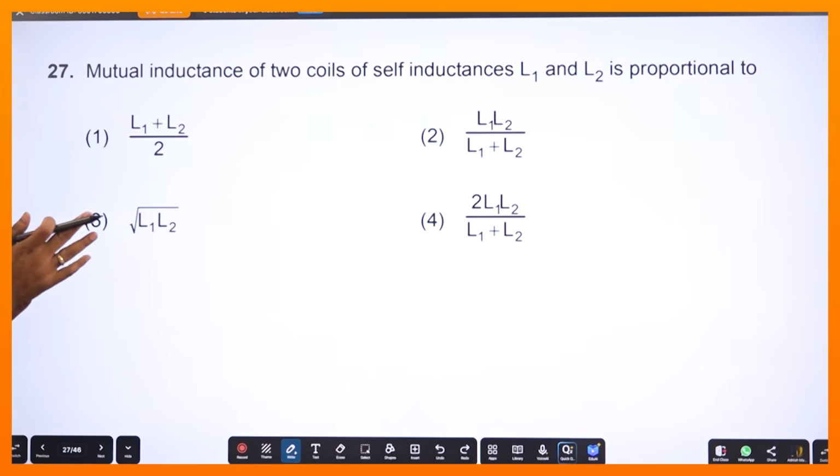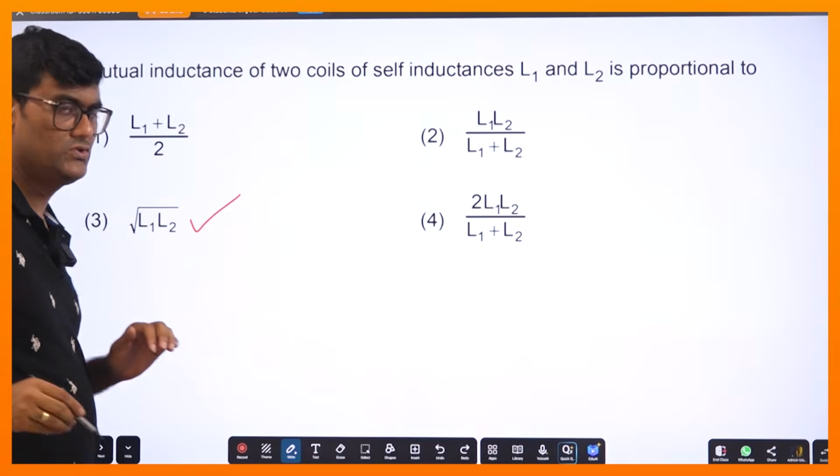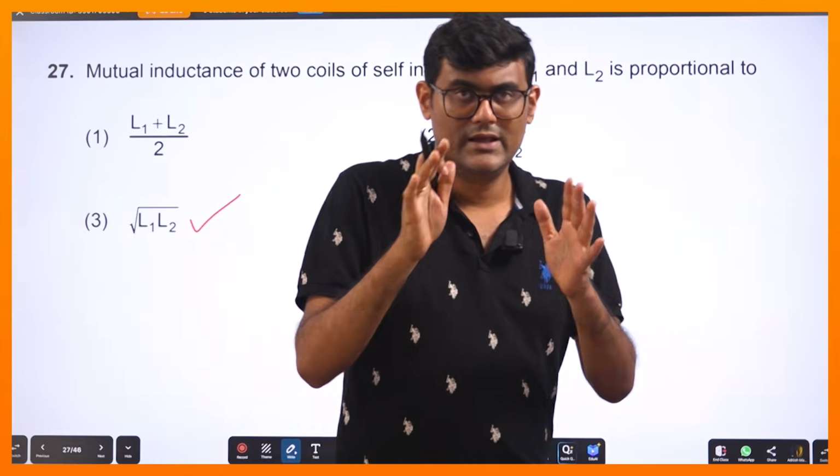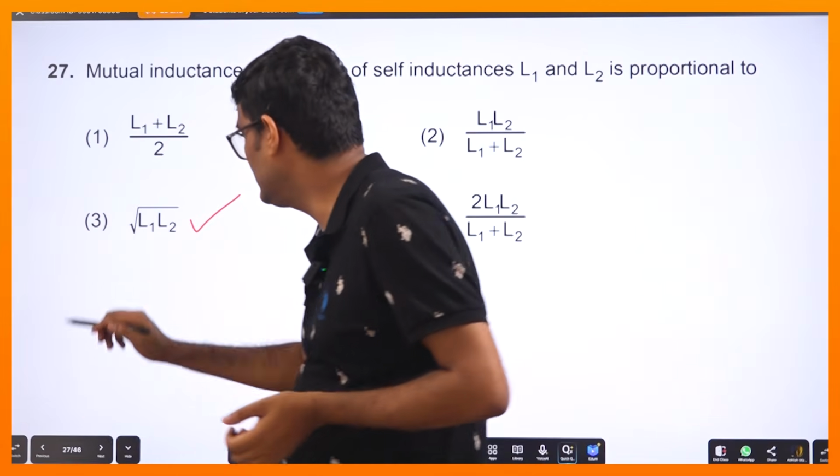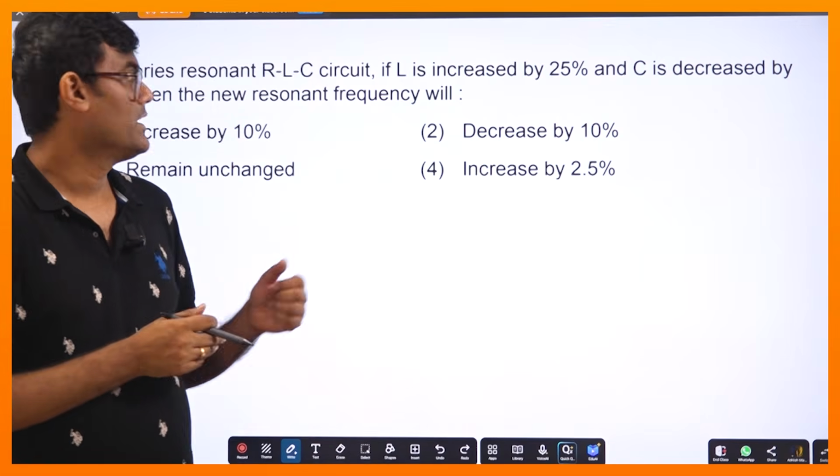Mutual inductance of two coils is proportional to root over of L1 L2. Mutual inductance is some coupling factor into root over of L1 into L2. That is the correct answer. Okay, let's move to the next question.